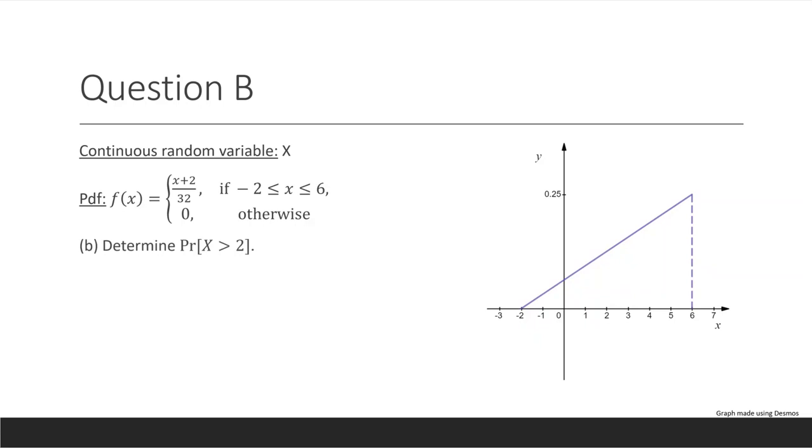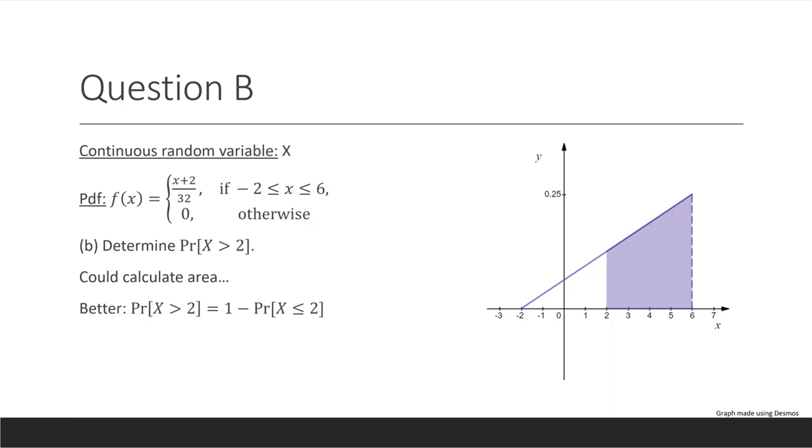Now let's try and determine the probability that x is greater than 2. Or in other words, look at this area. So we could calculate the area directly. However, it's better to use things that we already know. It's better to look at the probability of x greater than 2 as 1 minus the probability of x is less than or equal to 2.